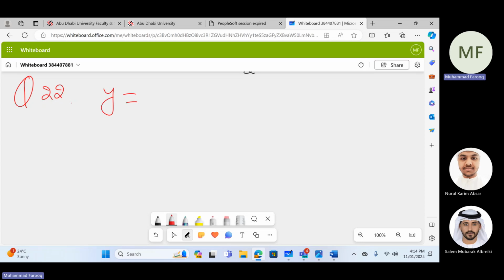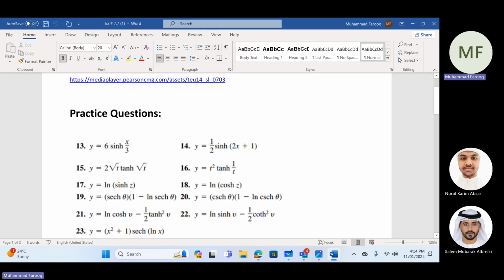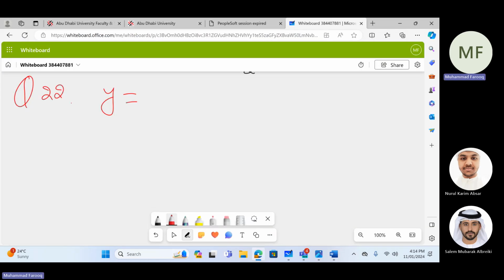y is equal to ln of sine hyperbolic v, minus half cotangent hyperbolic squared v. Find y prime.